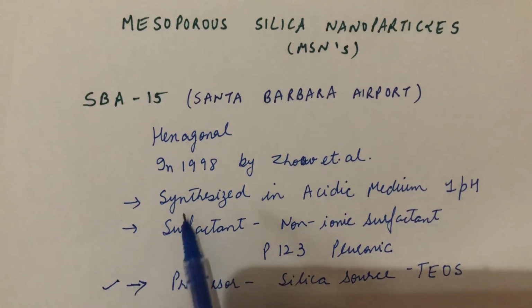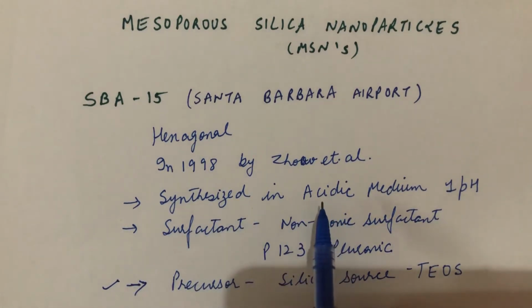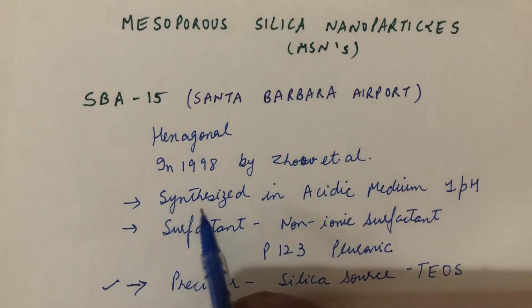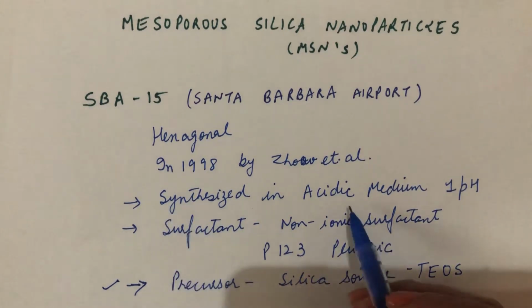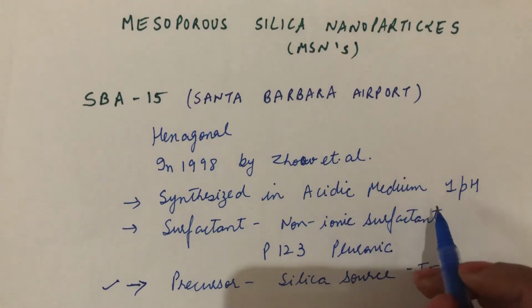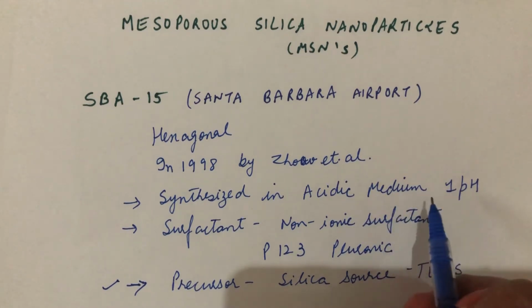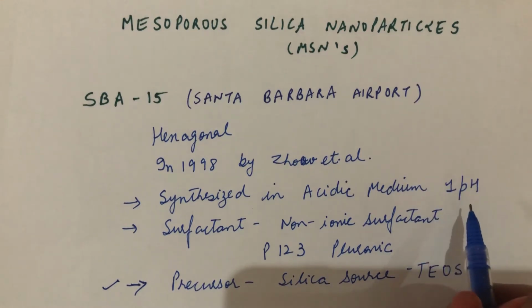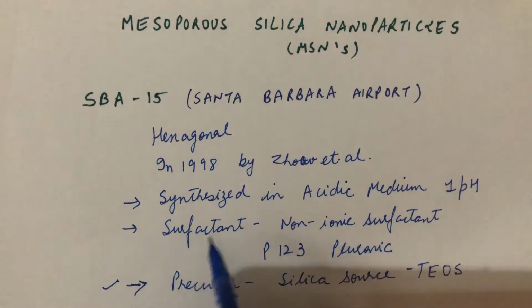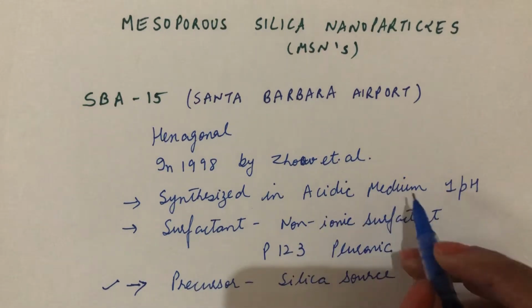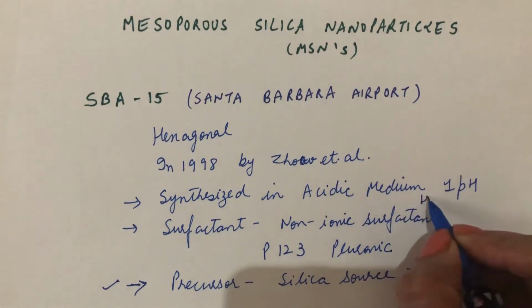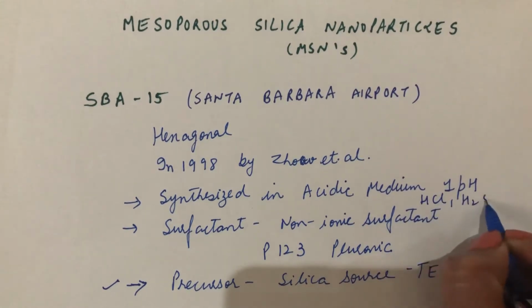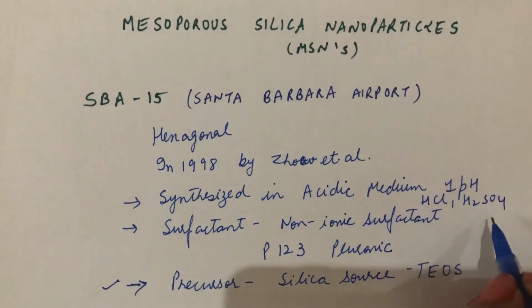Now another one is the medium in which it is synthesized. In MCM41 we use the basic medium, but here we will be using the acidic medium, and the pH can be lowered to 2 to 3, and in some cases a pH of 1 is also preferable. To attain this acidic medium we can use a number of acids like HCl, H2SO4. However, H2SO4 is not preferred because it is very dangerous and causes pollution.